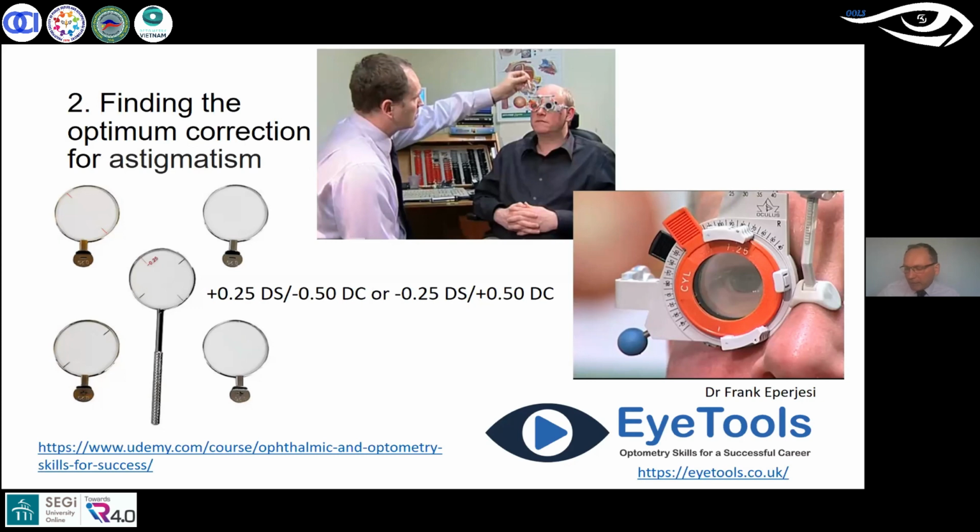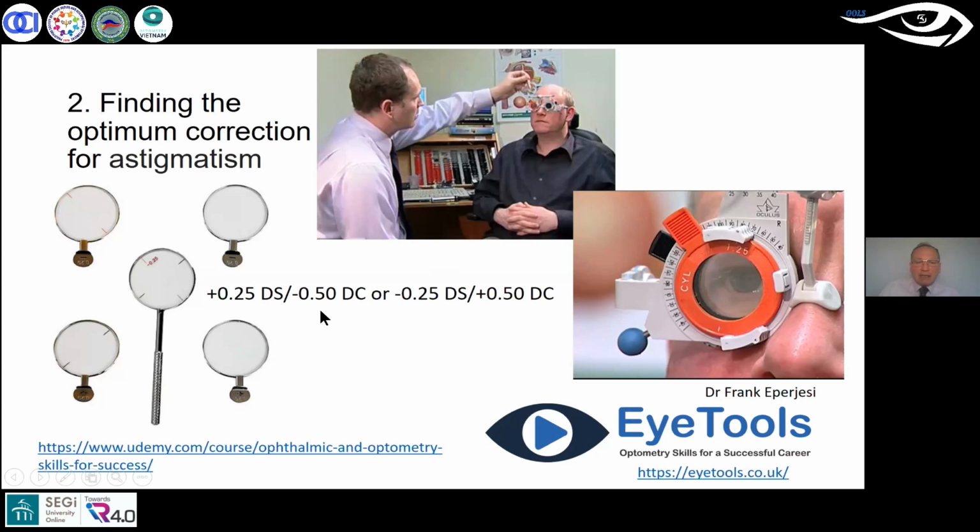Now, we might have to think back a little bit, but the Jackson cross cylinder, which is what I use, the handheld Jackson cross cylinder for working out the astigmatic correction and the astigmatic axis. And these are built into phoropters as well, if you work with a phoropter. I've listed the powers there. So if you work in minus cylinder, when a person accepts the Jackson cross cylinder, this is what they're accepting: plus 0.25 sphere, minus 0.50 cylinder. So when they accept or reject, this is what they're accepting or rejecting. If you're working in plus cylinder, then of course you just transpose that. But this is what they're accepting.